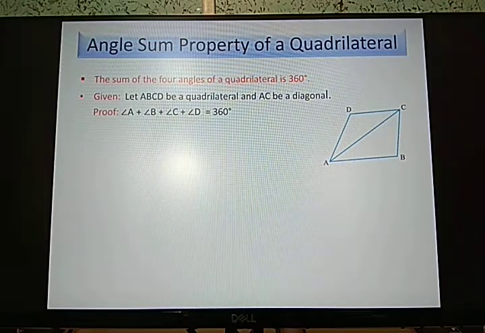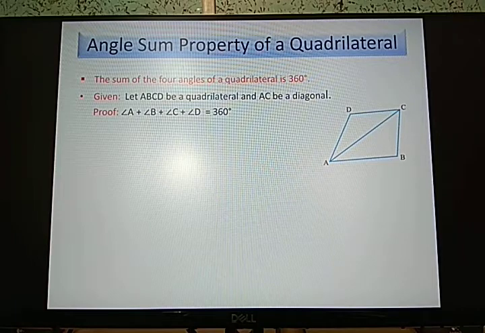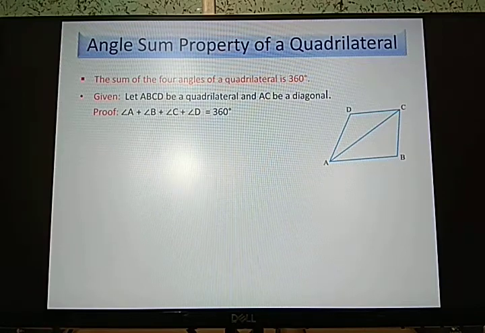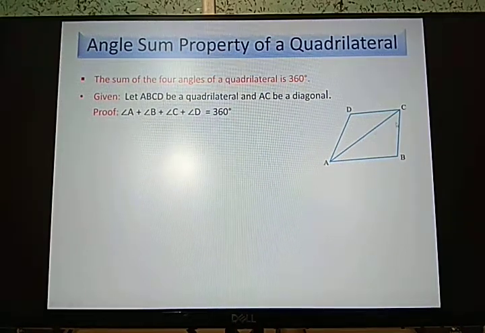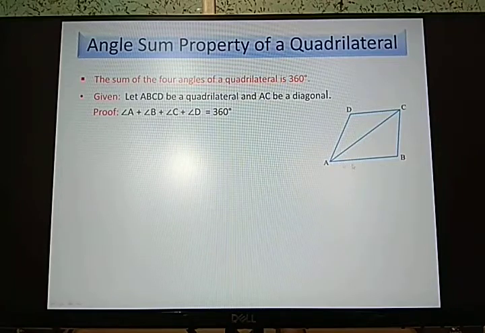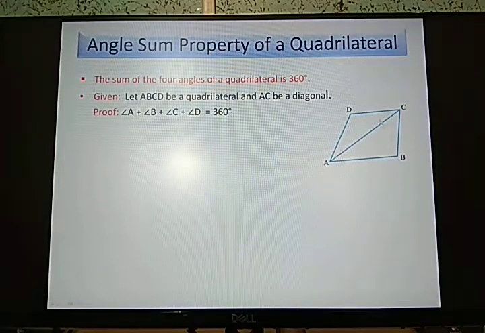Now what do we need to prove here? We need to prove that the sum of all four angles is equal to 360 degrees. That is, angle A plus angle B plus angle C plus angle D is equal to 360 degrees. This is what we need to prove. So let us prove it. Before proving, we can see clearly that this diagonal has divided the whole quadrilateral into two triangles. Clear?